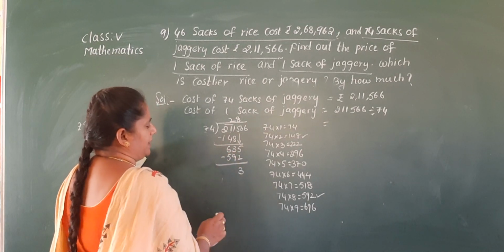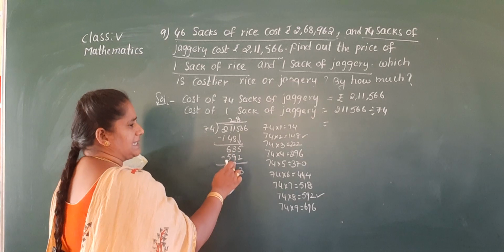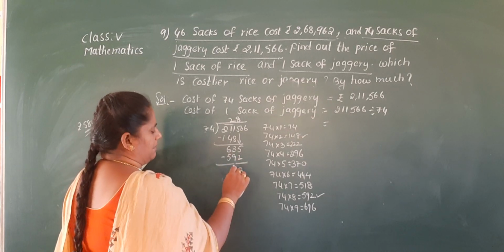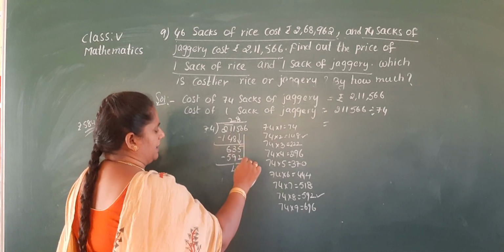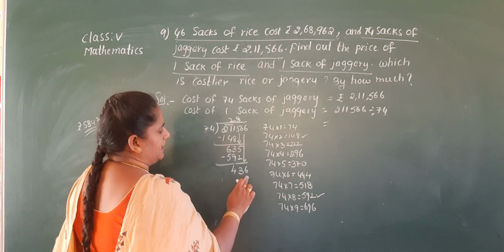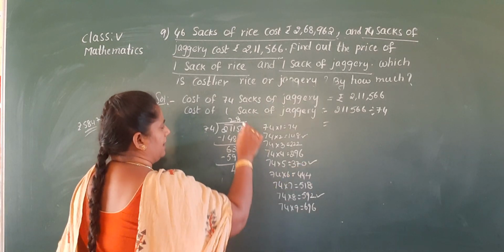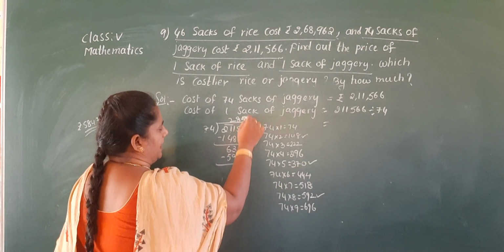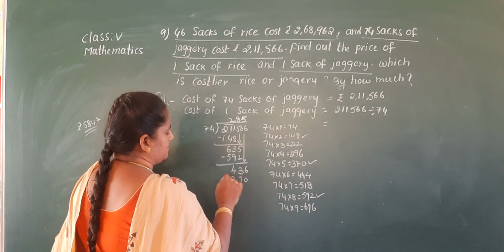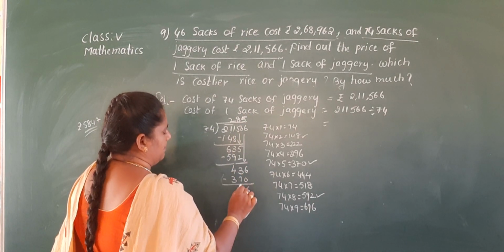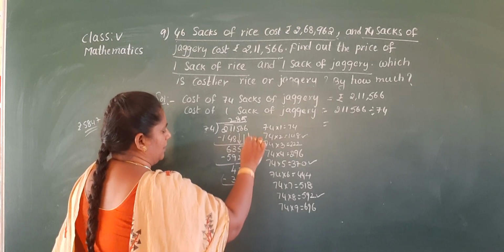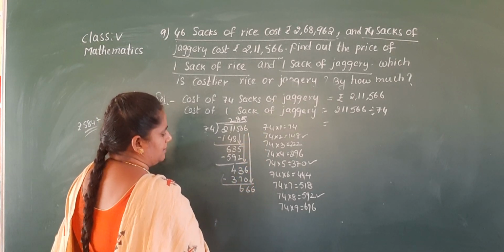So 5 minus 2 is 3, Nana. 3 minus 9 not possible, take borrow. 13 minus 9 is 4. Now you take down 6. 436, nearest number is 370. It's 5 times. So 6. 13 minus 7 is 6. Now you take down again 6.